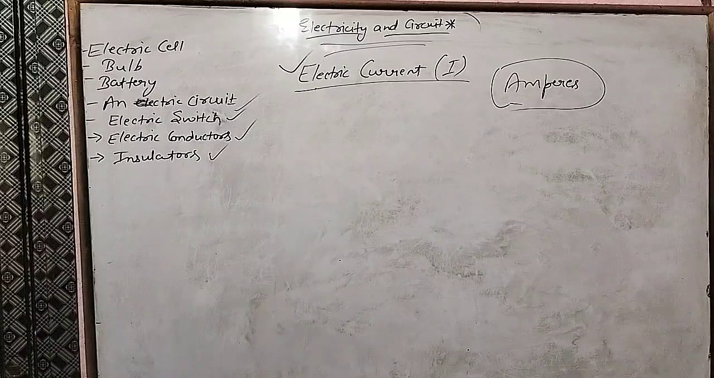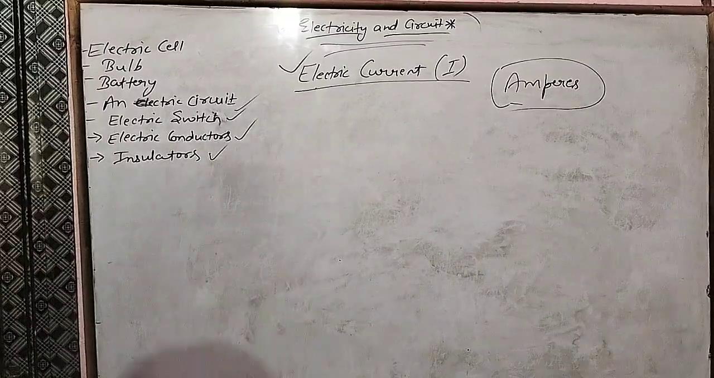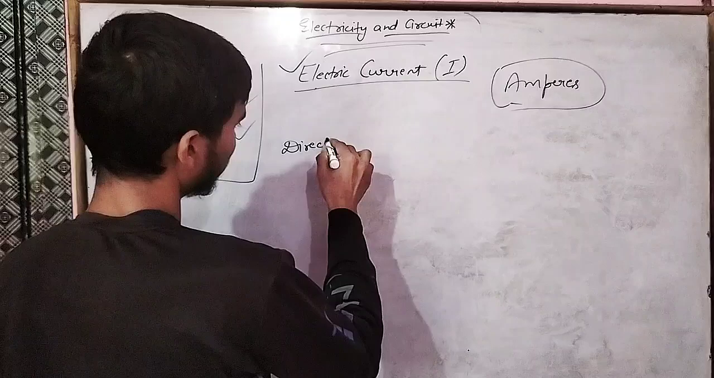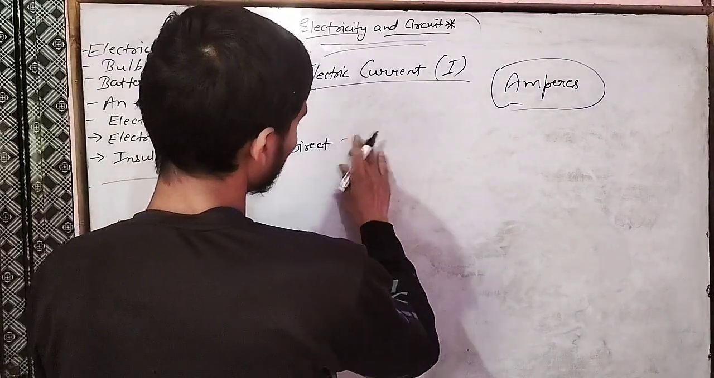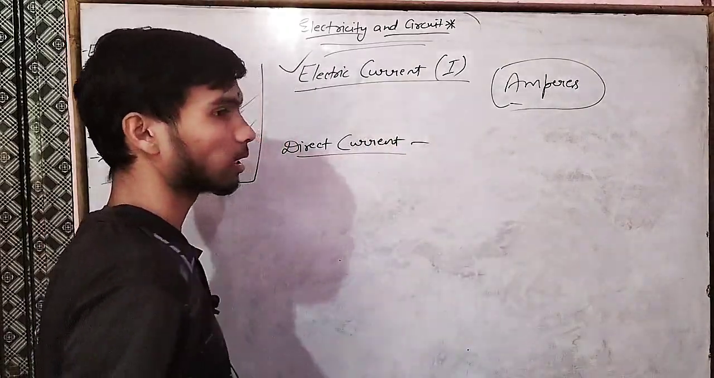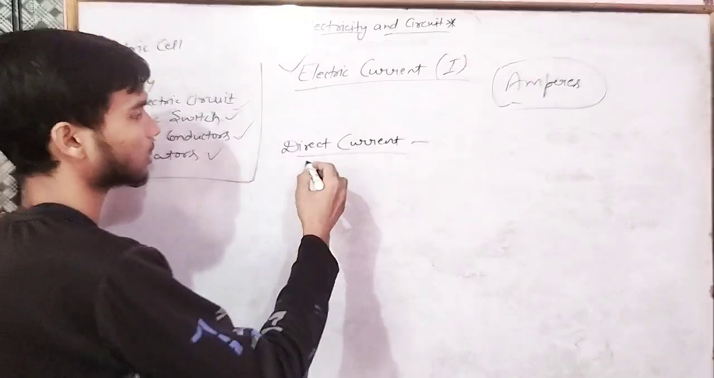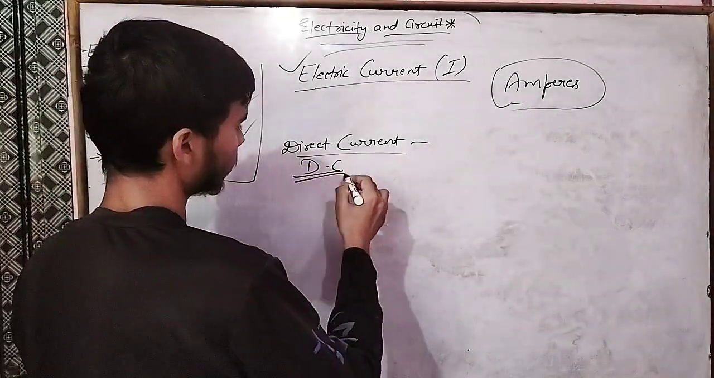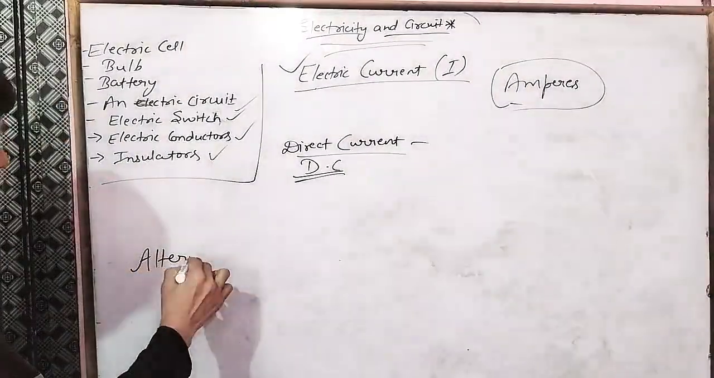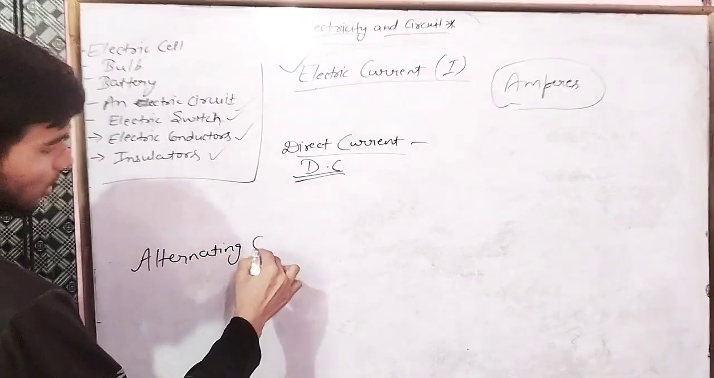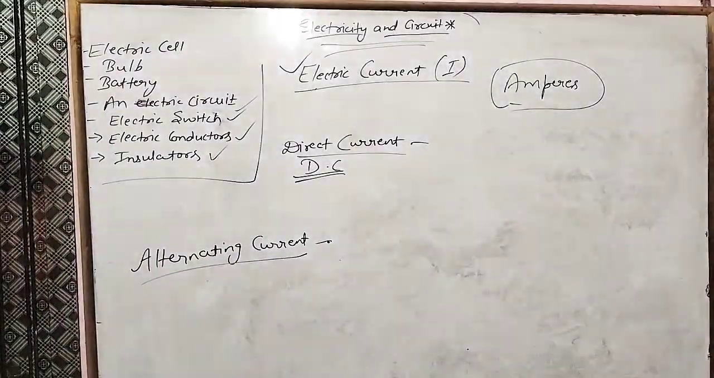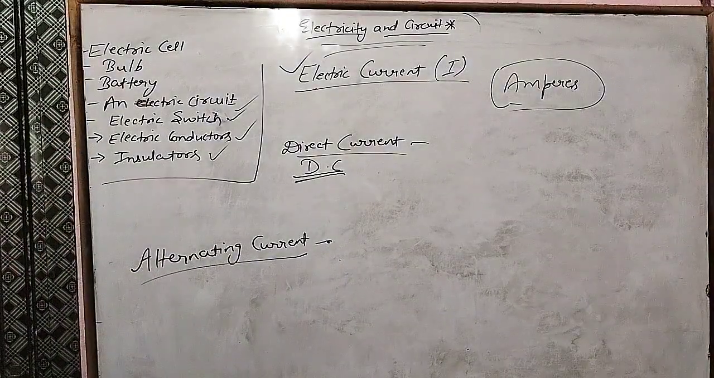Types of electric current. Let's understand direct current, also DC, and alternating current. Do you know about it? What is the definition of both of these from your perspective?